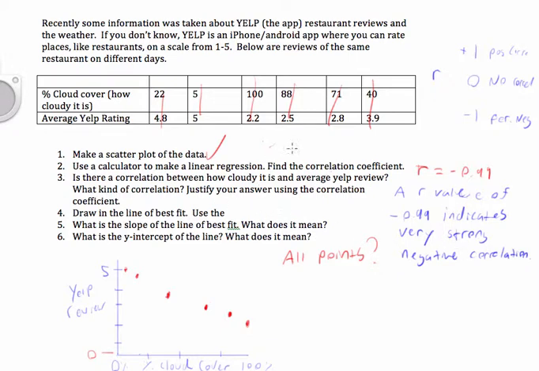Although we should, I guess, say something, since it says between how cloudy and an average review. It'd be nice to use the context in our answer, but this is fine, really.